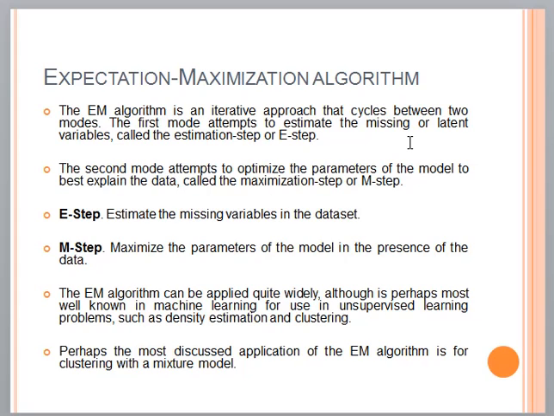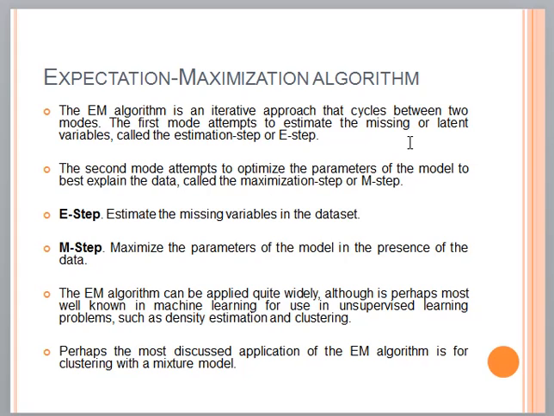So in the first mode, we are trying to figure out the values for the latent variables, or we are trying to estimate the missing values, and we refer to this step as the E step or the estimation step because we are trying to estimate the missing values here. The second mode attempts to optimize the parameters of the model to best explain the data, and this is known as the maximization step or M step.